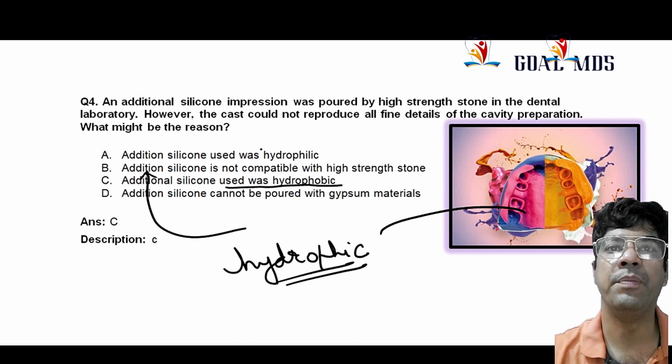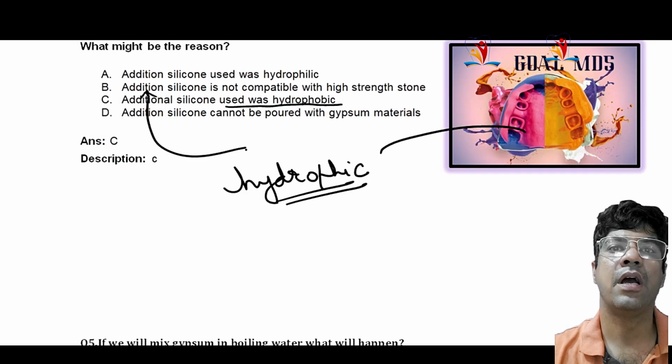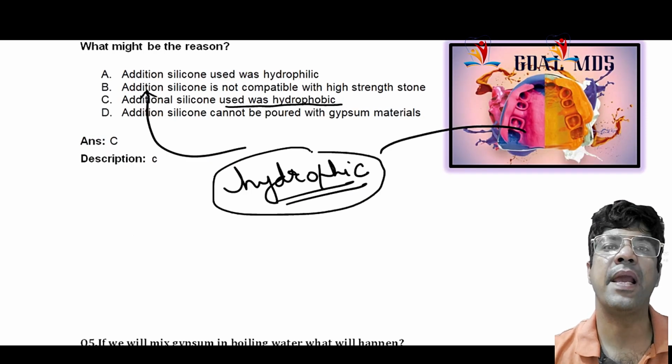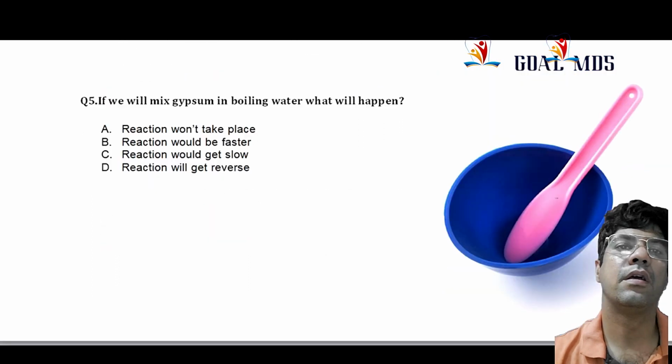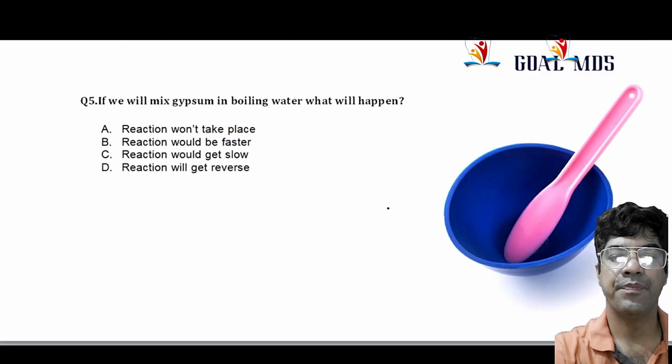So your answer would be C. Hydrophobic means it will repel water. Hydrophilic means loving water. Next question.